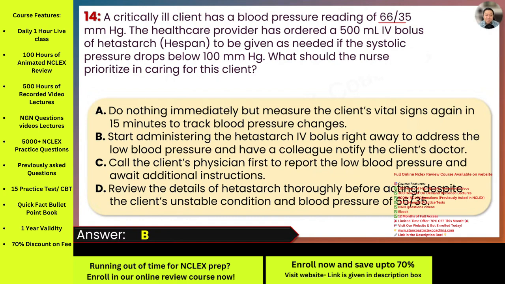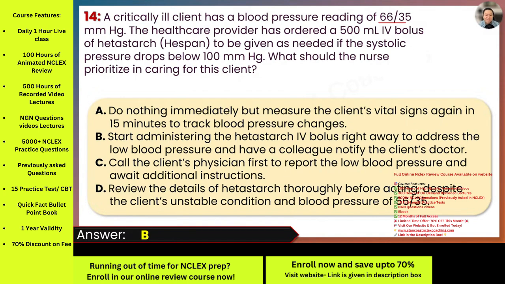The assessment, which involves the value of 66/35 blood pressure, is already done. It is already available. So your next step is to intervene, and you don't wait on calling the doctor. And so do not confuse assessment with delay. So if there is an action needed, do not stall with reassessments or phone calls.